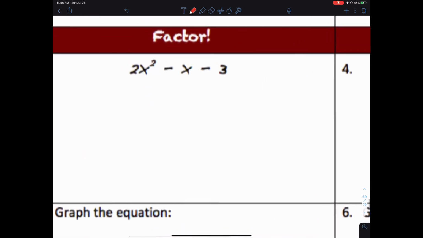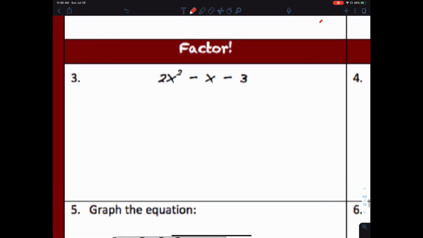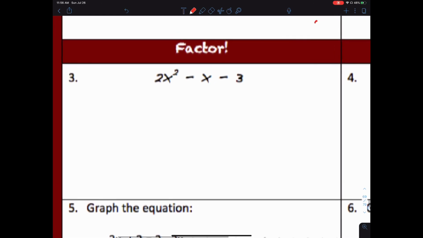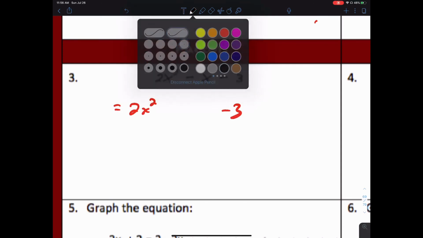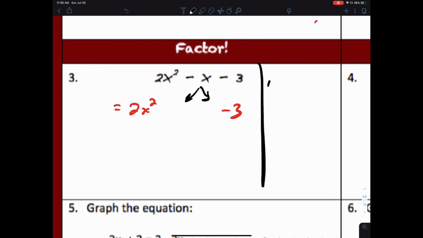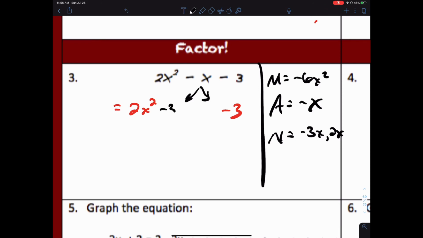Let's review some factoring. We have a trinomial for this problem number 3, and the lead coefficient is not 1. So we need to split the middle term and factor by grouping. To determine how to split it, we need two terms that multiply to get the first term times the last term. That'd be a negative 6x squared. Same two terms add to get the middle term of negative x. What are those terms? Well, I believe that would be a negative 3x and a positive 2x. The order in which you write them here doesn't matter.